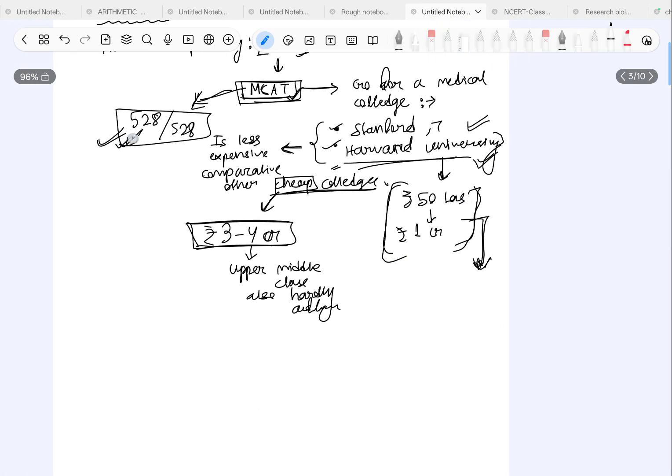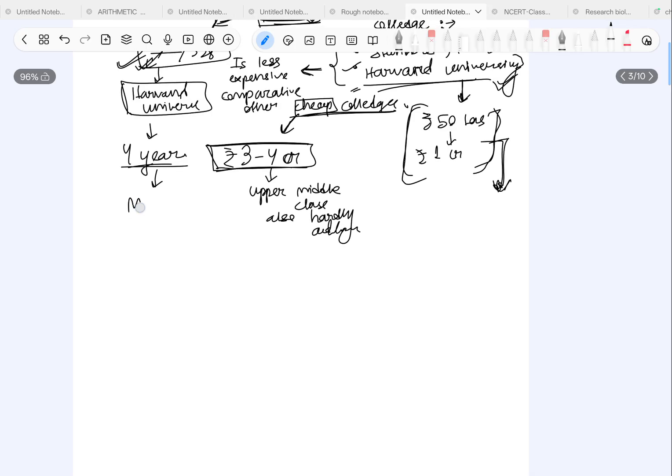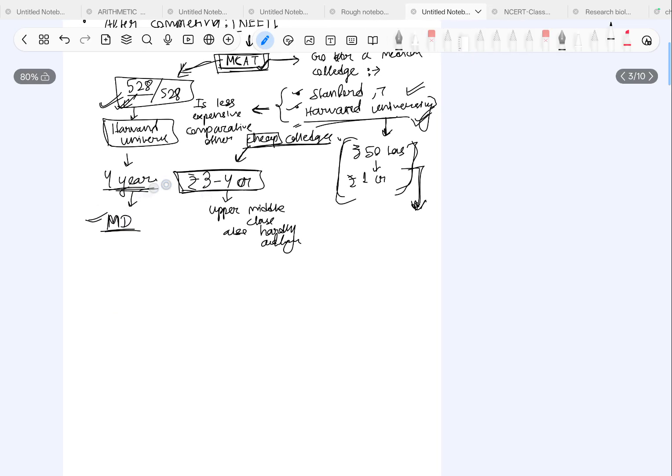Relax a bit, guys, I will tell you going ahead. So, 520 out of 520 you have got. You have got into Harvard University. In Harvard University you will directly get a degree of 4 years, 4 point something years. You will directly get the MD seat. Directly means this is the long process.